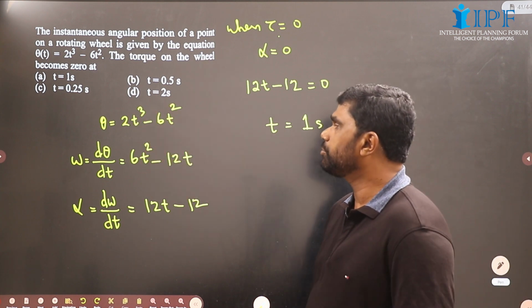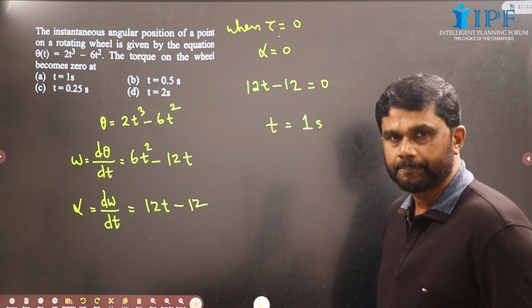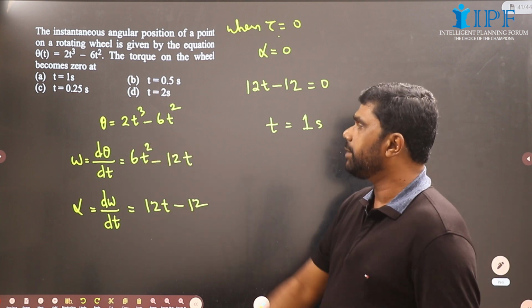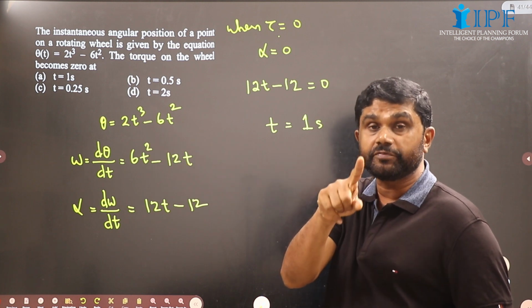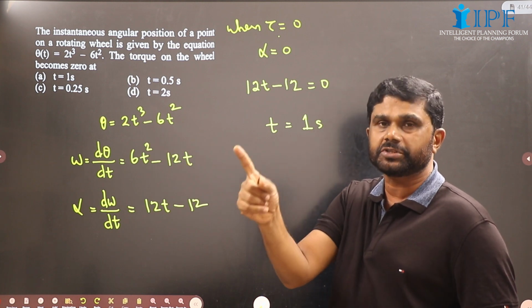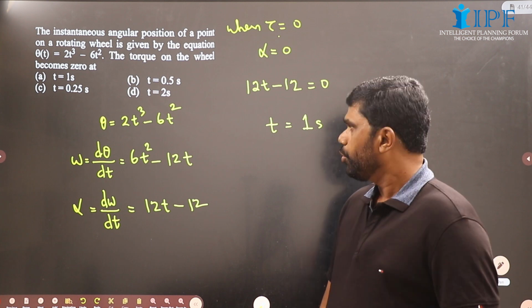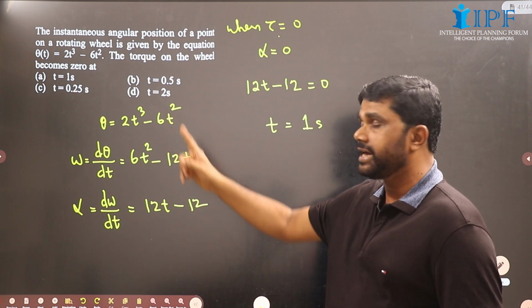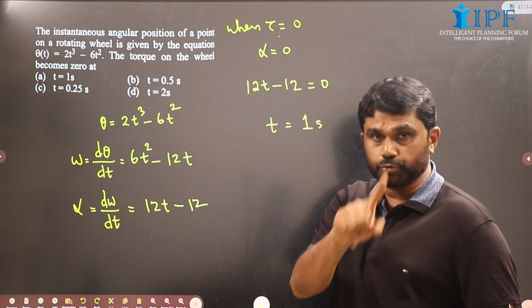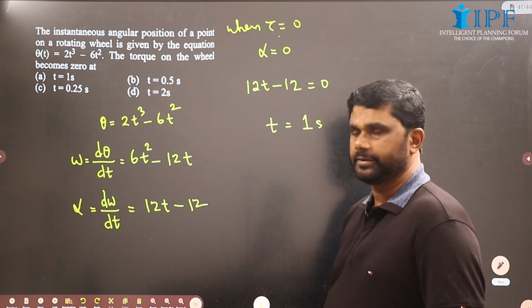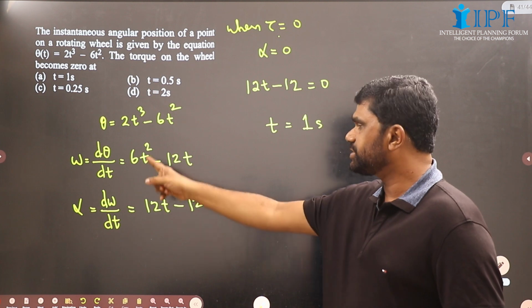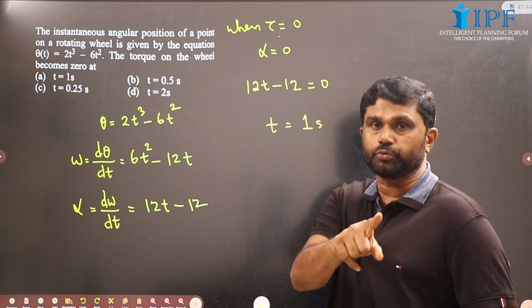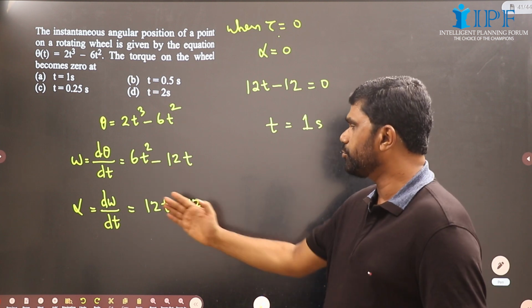We have theta equal to 2t cube minus 6t square. Angular velocity d theta by dt: 2 is constant and the differential of t cube will be 3t square. So 2 into 3t square, that is 6t square. And here we have 6 as constant and the differential of t square will be 2t. 6 into 2t, that is 12t. Let's differentiate once more. 6 into the differential of t square, which is 2t, so 6 into 2t, that is 12t.